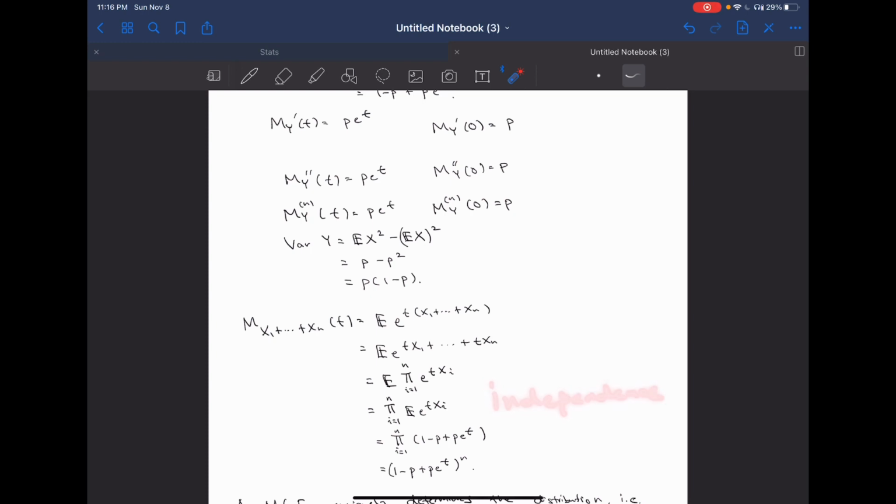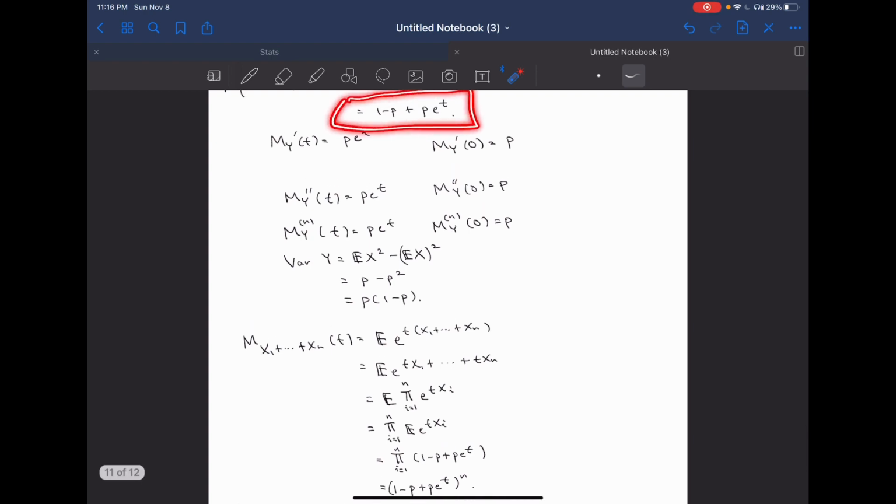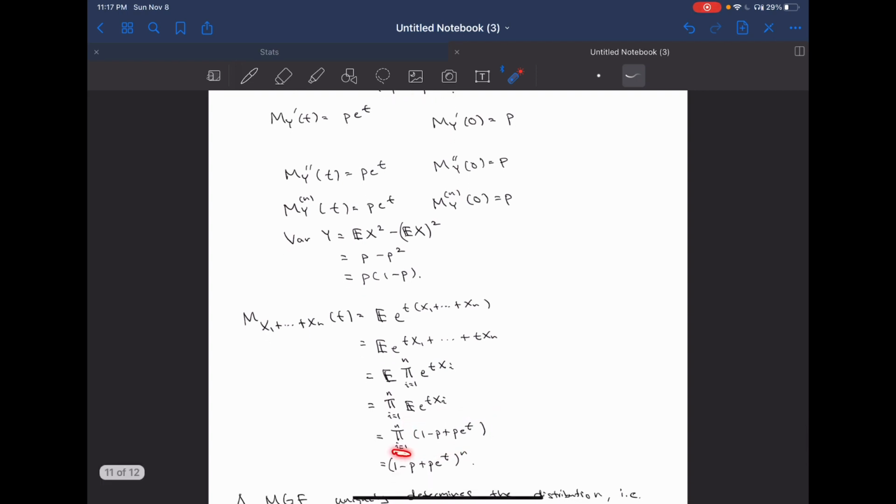Now, we already evaluated the MGF of one of them. It's 1 minus p plus p e to the t. But they're IID, so they're identically distributed, so the MGF of one of them is the same for all of them. There's no dependence on i over here. We take the product from i equals 1 to n, but they're all the same. So this is just 1 minus p plus p e to the t, to the nth power.